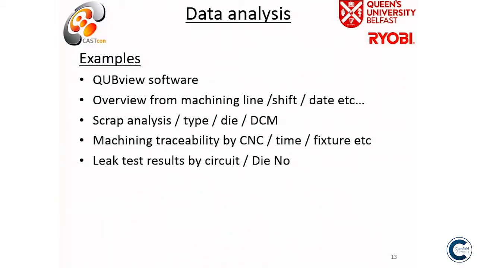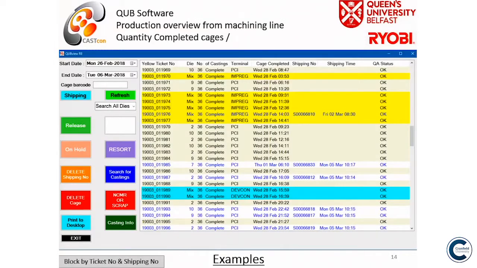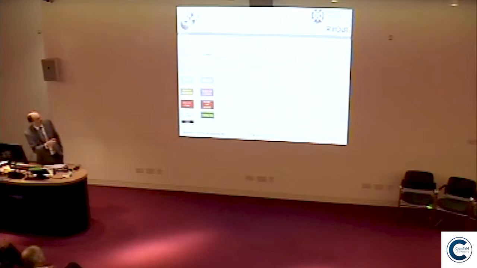So I'll give you some examples of the data analysis. This is just the interface that we use, or the guys in Ryobi use, particularly in the quality department. So this shows the QEB software. This is information whenever the castings have been processed. So we can see here the yellow ticket number, the die number, number of parts in a cage, 36 parts in a cage, where they came from.